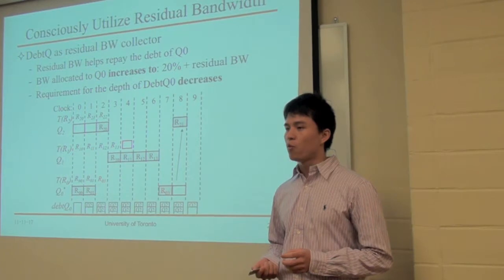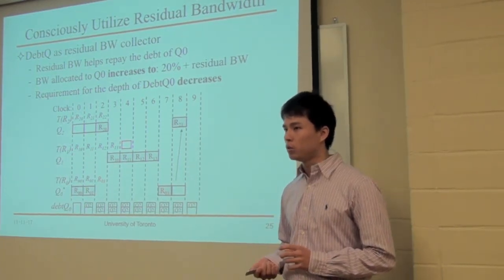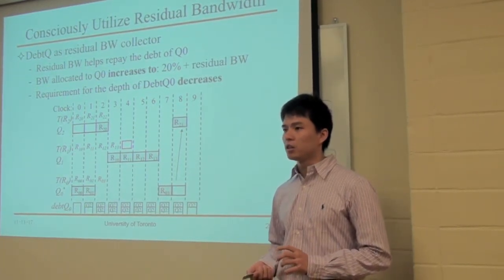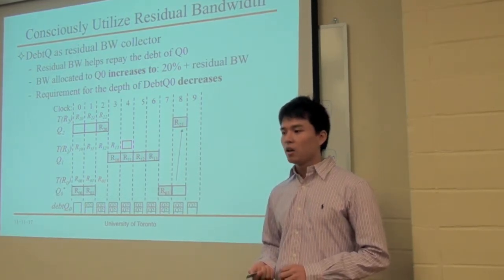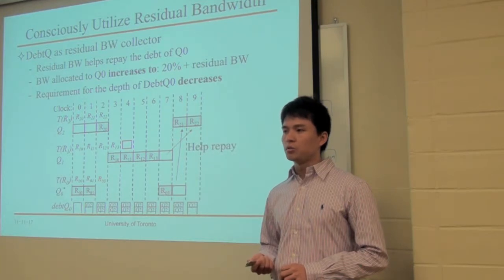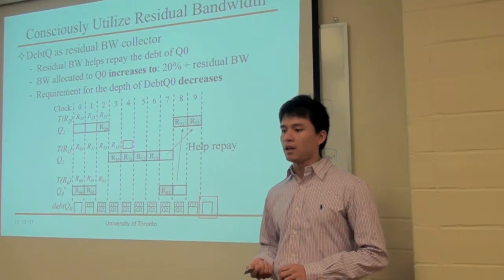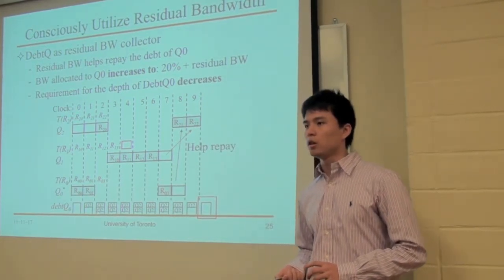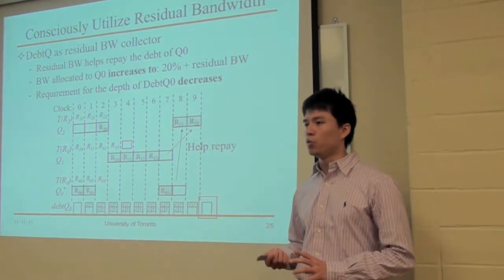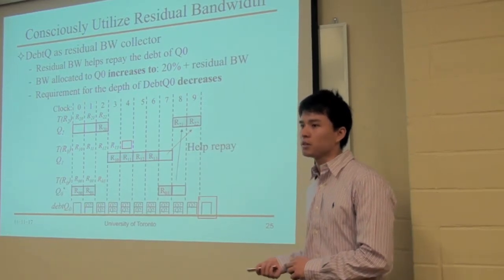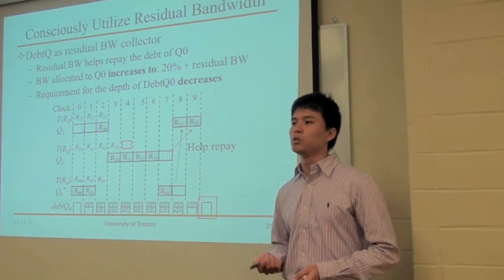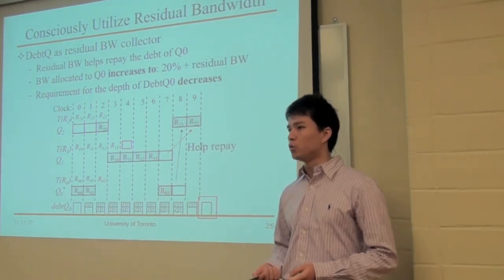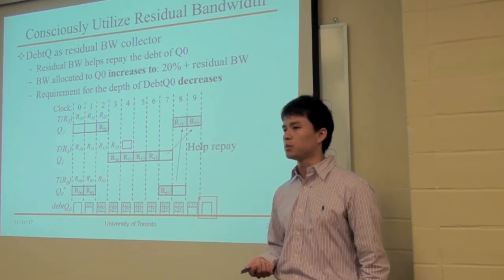However, it still has one more entry in the debt queue. In cycle 9, Q0 has already exhausted its scheduling credit. If we can reuse the restive bandwidth of Q1 to repay the debt, in the end, Q0 will enjoy an empty debt queue while its actual request gets serviced. By doing this, we actually allocate the restive bandwidth to Q0, and we reduce the requirement for the depth of the debt queue.